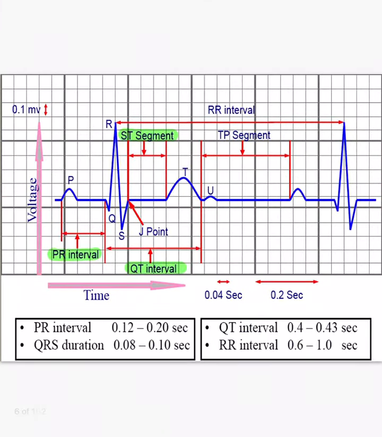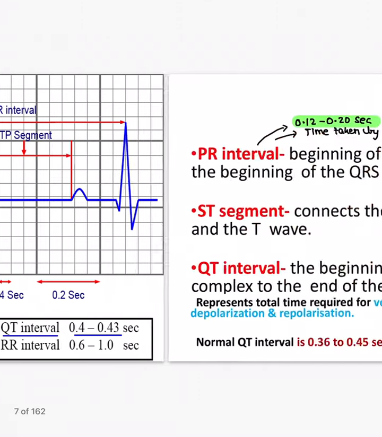Now coming to the interpretation, these are some normal values that we need to know. The PR interval, what does it mean? From the start of the P wave to the start of the R wave, that is 0.12 to 0.20 second. Now coming to the other intervals, like the QT interval. What does the QT interval mean? From the start of the Q wave to the end of the T wave, that comes out to be 0.40 to 0.43 second. And the QRS duration you need to know. These are the things that you need to know.